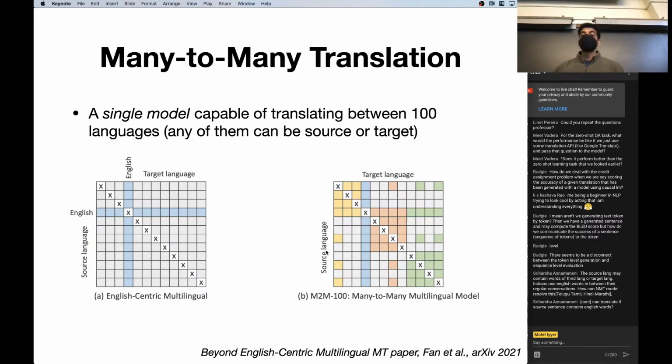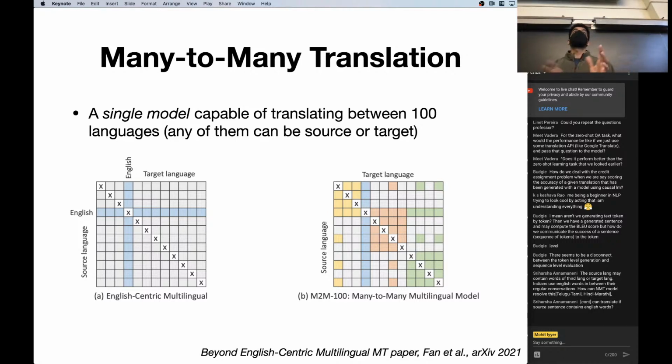So the last thing I wanted to talk about today is many-to-many translation, which was the main reading for today. I think it's super cool. Essentially, the idea is to have a single model capable of translating between any of 100 languages to any other language in that setup.